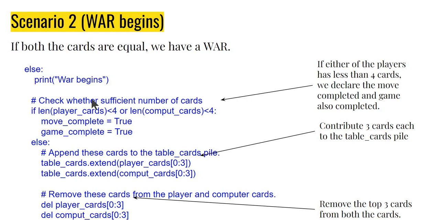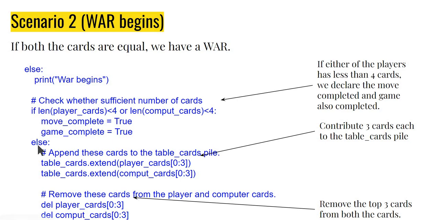Now here we are going to look at the third scenario, or say scenario 2 here, which is the case where both the cards are equal, in which case we have a war. Now when war happens, as we have seen previously, both the players are expected to contribute 3 cards. Before that can happen, we must make sure that there are sufficient cards with both the players. So that's exactly what we are going to do here.